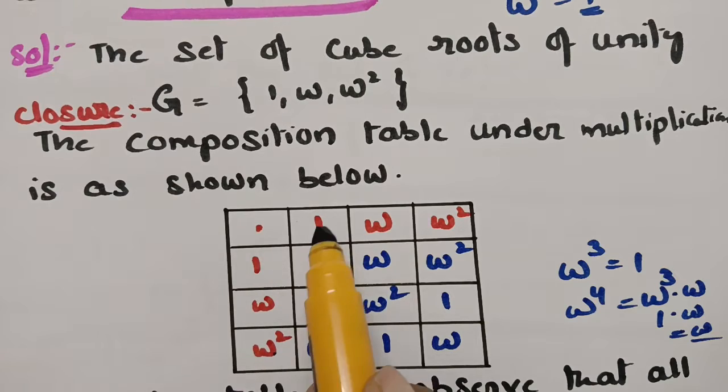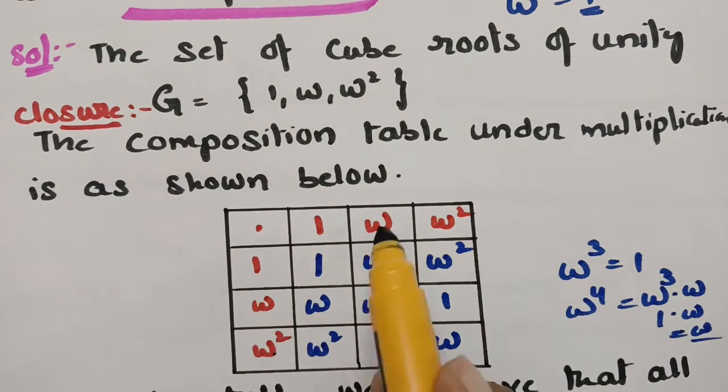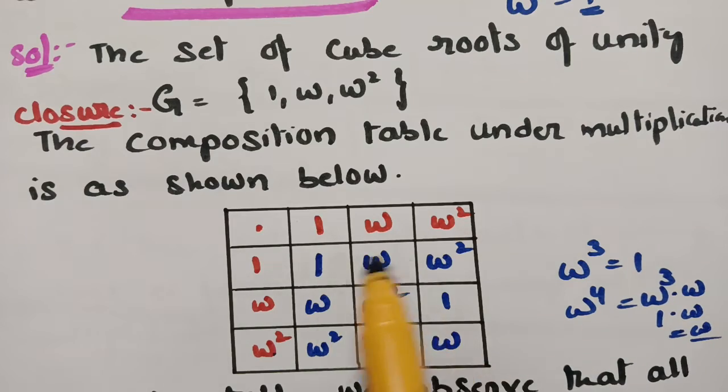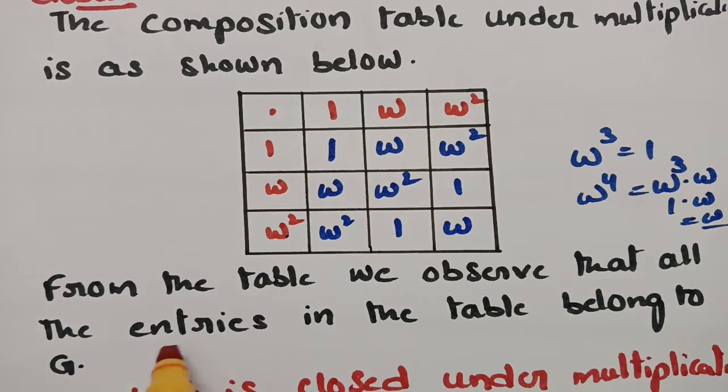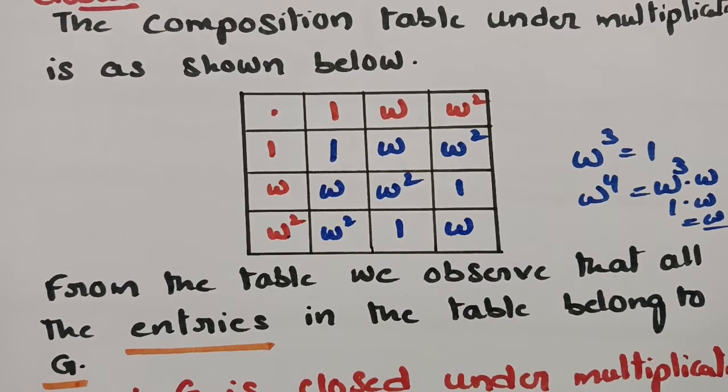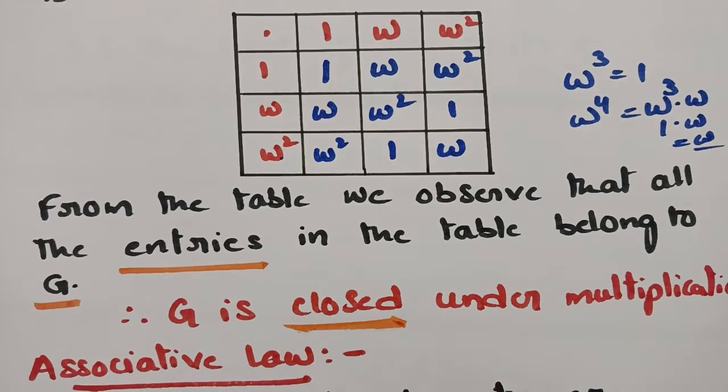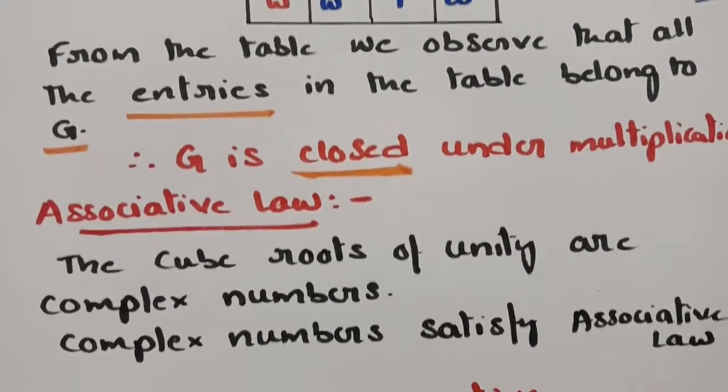So if I take two elements, the result again belongs to the set G. If I take any two elements and multiply them, all these entries belong to the set G. So from the table we observe that all the entries in the table belong to the set G, and therefore G is closed under multiplication. Clear? And next one is the associative law.